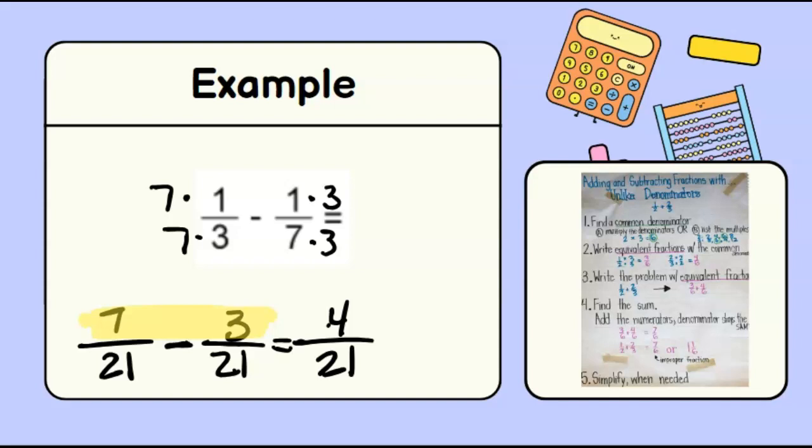I have to think, can 21 be divided by 4 at any point? Do they have any numbers or factors in common? Can I multiply 4 by anything to create 21? Here, the answer is no. Therefore, 4 over 21 is going to be the simplest fraction, and that would be my answer. So the difference of 1/3 minus 1/7 is 4 over 21.